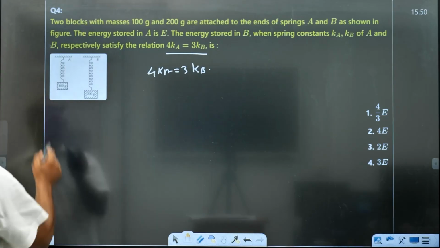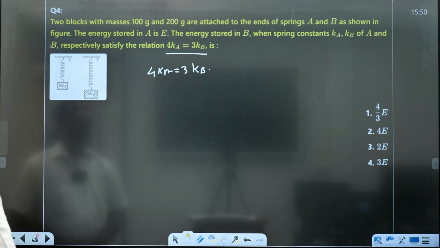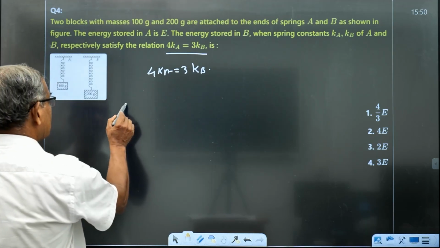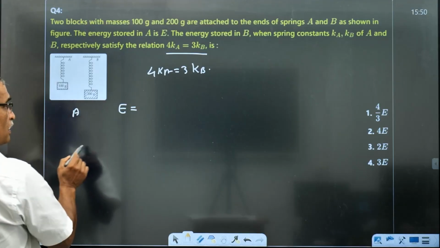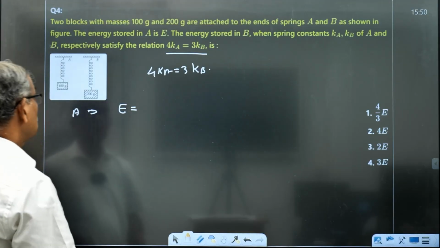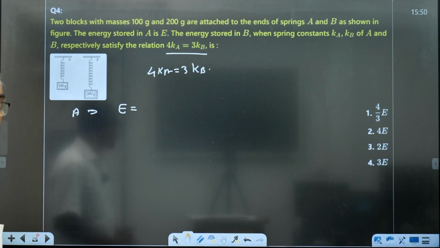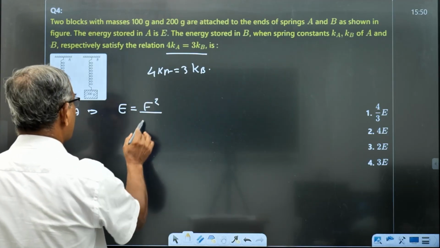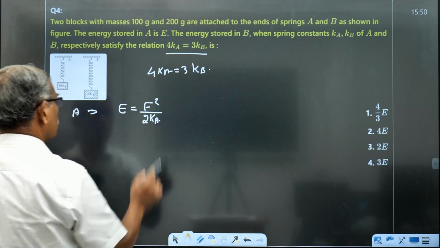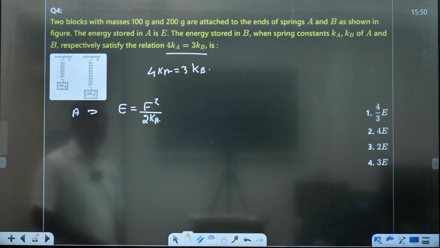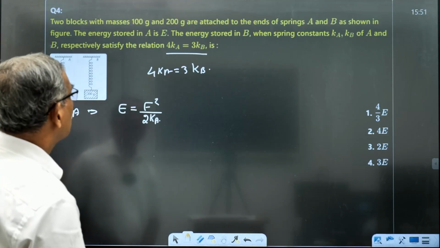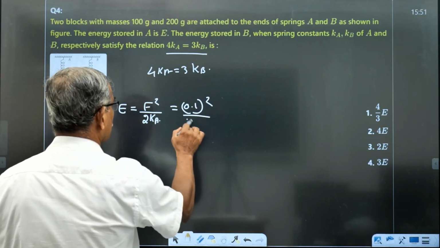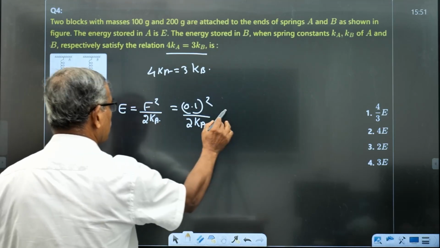Now, for the energy stored in A, energy stored in A is E. So what is E, energy of A? E equal to, in terms of load and spring constant, F square by 2K. E is equal to F square by 2K. What is the load? 0.1 whole squared by 2K. That is our equation number E.